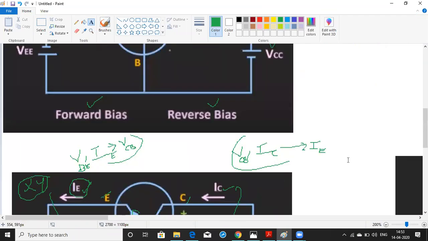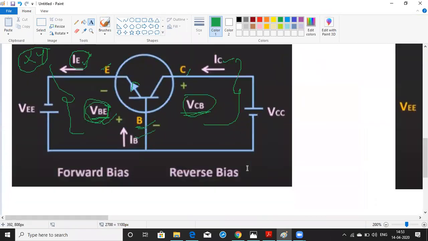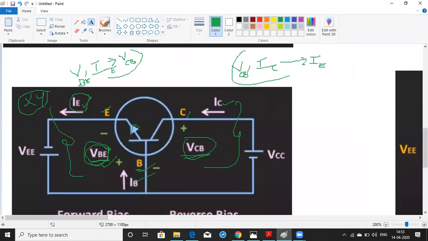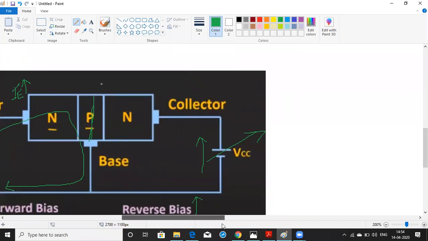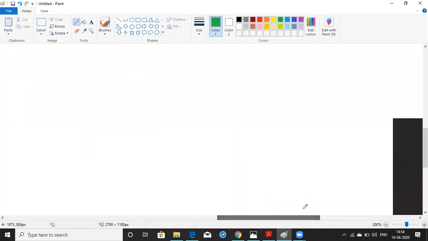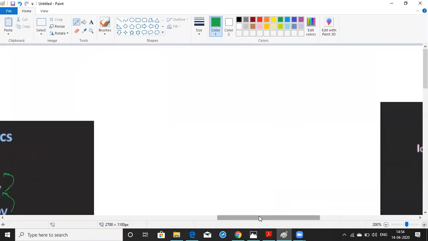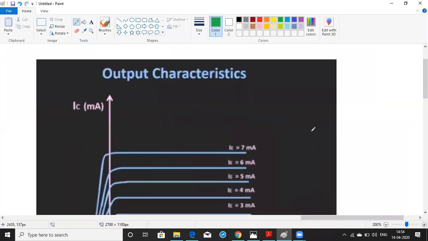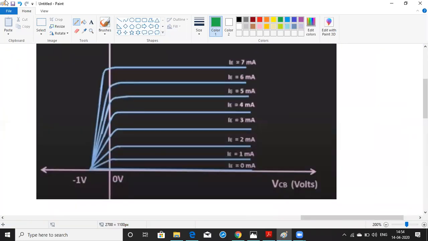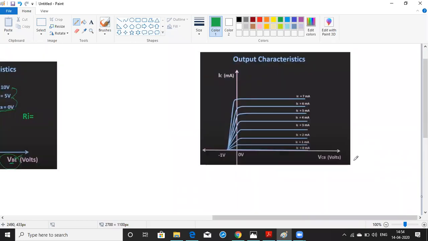Now we'll try to discuss the output characteristics. What are output characteristics? They are the characteristics drawn between the collector base voltage and the collector current, considering the emitter current as a constant. If you see here, these are the output characteristics.